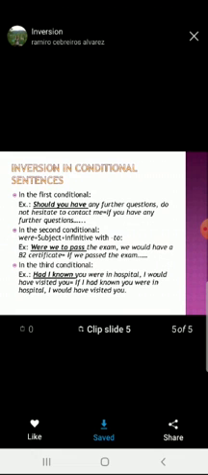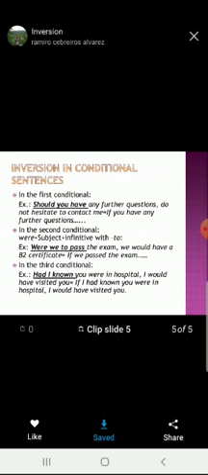Kemudian kalau the second conditional tuh berarti setelah if-nya itu bukan simple present ya, tapi simple past. If we passed the exam, we would have a B2 certificate. Nah, ini kalau pakai inversion, kita ganti jadi were we to pass the exam, we would have a B2 certificate. Jadi bukan we were to pass ya, tapi were we to pass. Oke. Ini sama kayak misalnya if I were you gitu ya. If I were you, if she were you gitu ya.